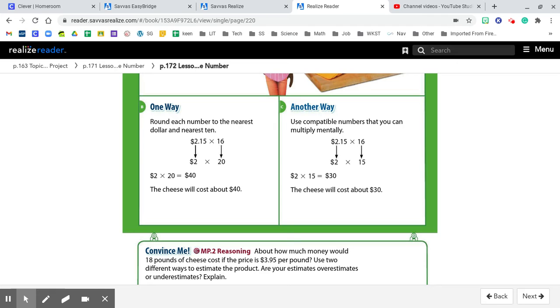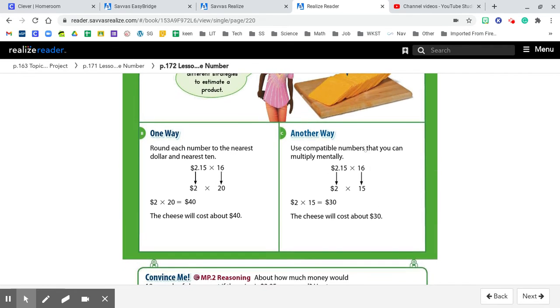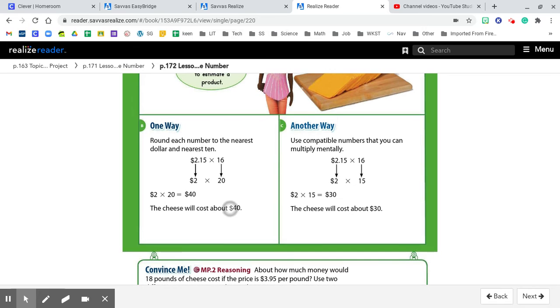Using compatible numbers means we're using numbers that are going to get closer to the actual answer. So in this case, 2.15 was rounded down to 2, and 16 was rounded to 15 because 2 times 15 equals 30. Now, some of you might not know that, so you might wind up doing the rounding model instead of the compatible number model, which is fine. So in one way, it's going to be about $40, and the other way, about $30. This one is definitely an underestimate, and this one is probably a little bit of an overestimate. So the actual answer is going to be somewhere between both of those.